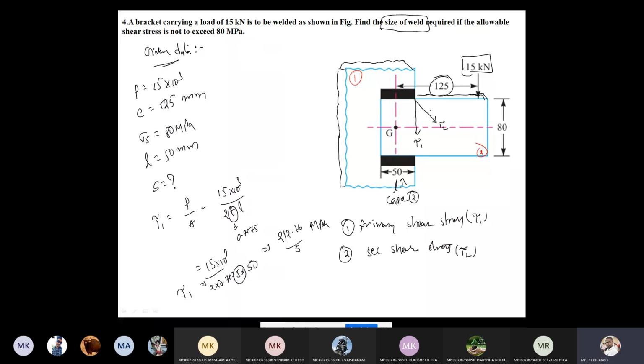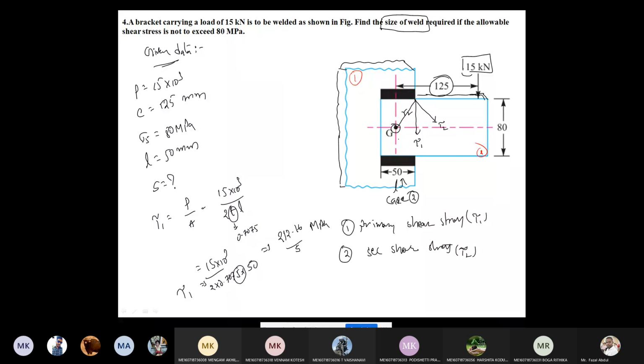In which direction is it acting? Here this is the center of gravity for the given section. The applied load is applying in a clockwise direction. So the secondary shear stress is also going to generate in a clockwise direction, perpendicular to the radial distance from the center to this point. This radial distance is known as R2. So what is the secondary shear stress here?